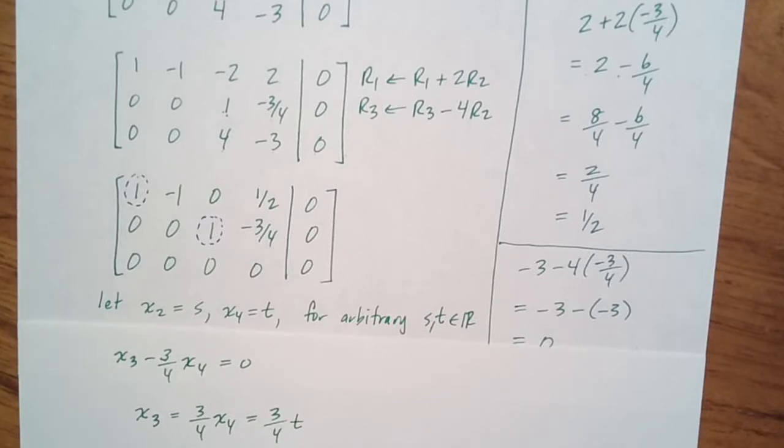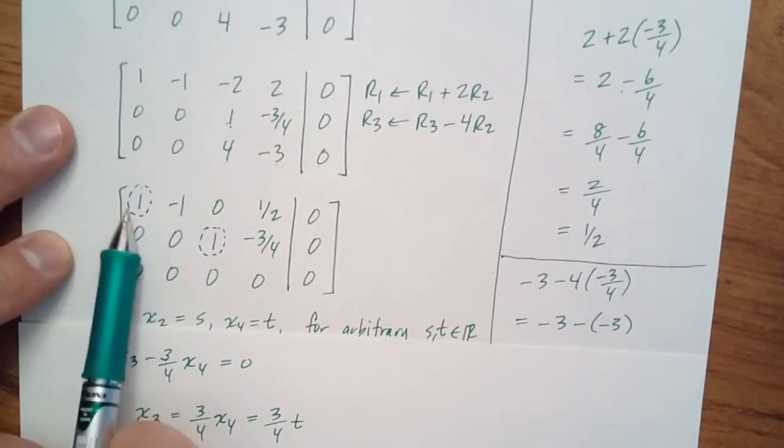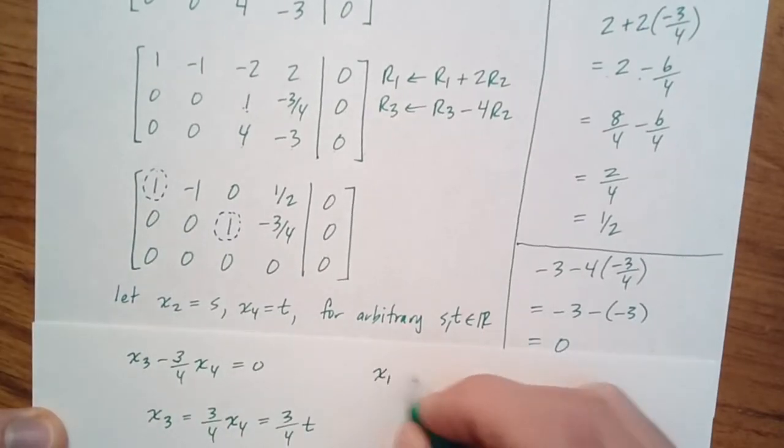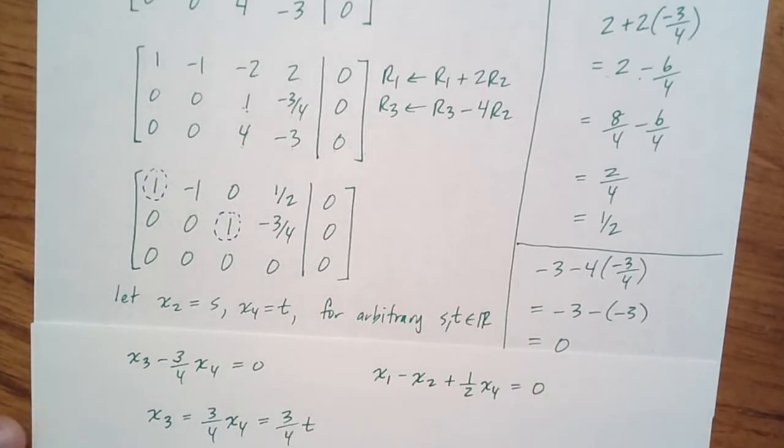And then what about x1? That takes care of x4 and x2, which had parameters, and x3 is taken care of here, but now we have x1, whose column has a leading 1. So let's write out that equation. So we get x1 minus x2 plus 1/2 x4. That's the equation corresponding to the first row. Let's solve it for the variable x1. And we're going to get x1 is equal to x2 minus 1/2 x4. And then we'll plug everything in, right? x2 is s, and x4 is t.